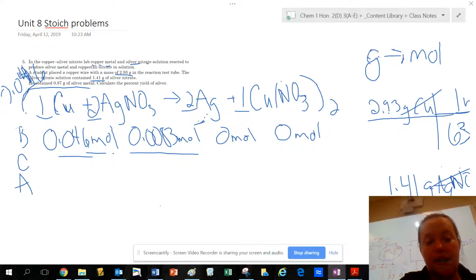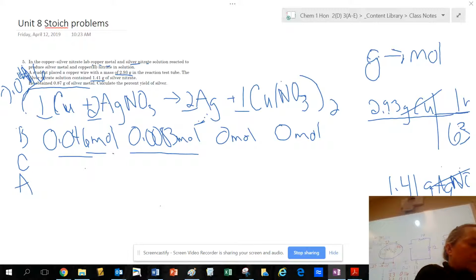So if I do that, obviously the change here would be 0.046. If I multiply 0.046 by 2, I come up with... I forget the number. Let me do it real quick. 2 times 0.046, and I get 0.092. I don't have 0.092 moles of silver nitrate. I don't have enough silver nitrate. That means I'm not going to use up all the copper because the silver nitrate is going to limit me to only so much. It's going to be the limiting reactant.